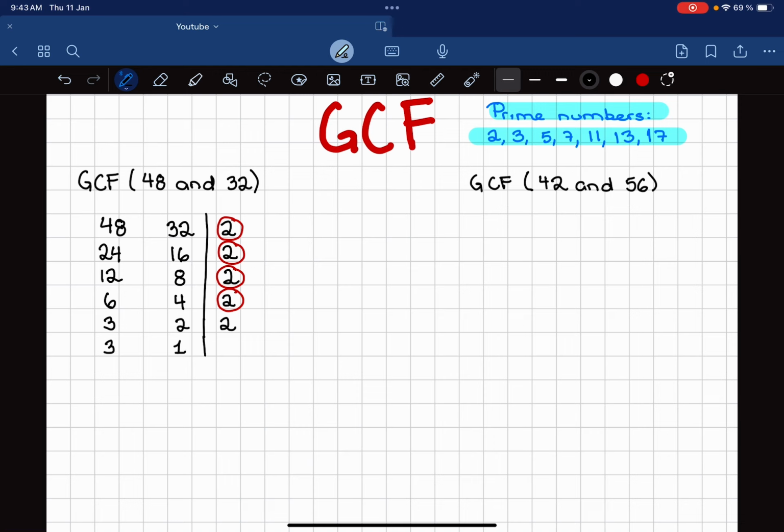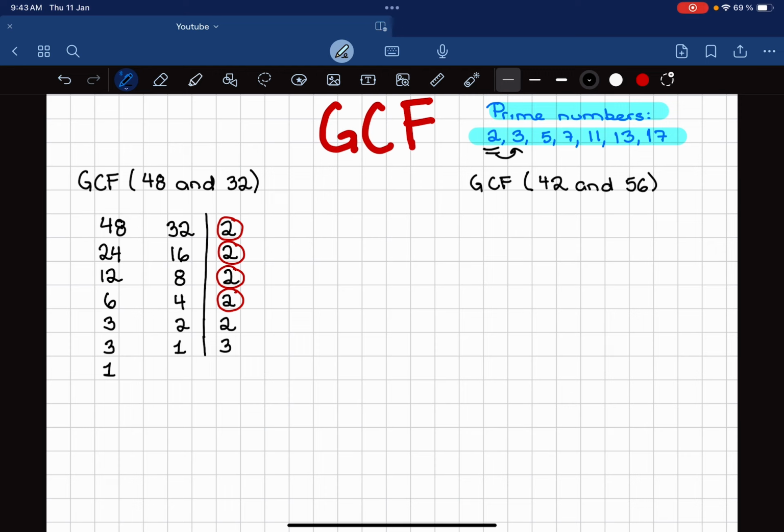And we continue. 3 and 1. Is any of those numbers divisible by 2? No, so we go to our prime numbers and we jump to the next one, which is number 3. Is any of those two numbers divisible by 3? Yes, so we put number 3 here and 1 in the bottom. Now, as you notice, it's exactly the same process as LCM. The only difference is that if both numbers are divisible, we circle the divisor, okay?